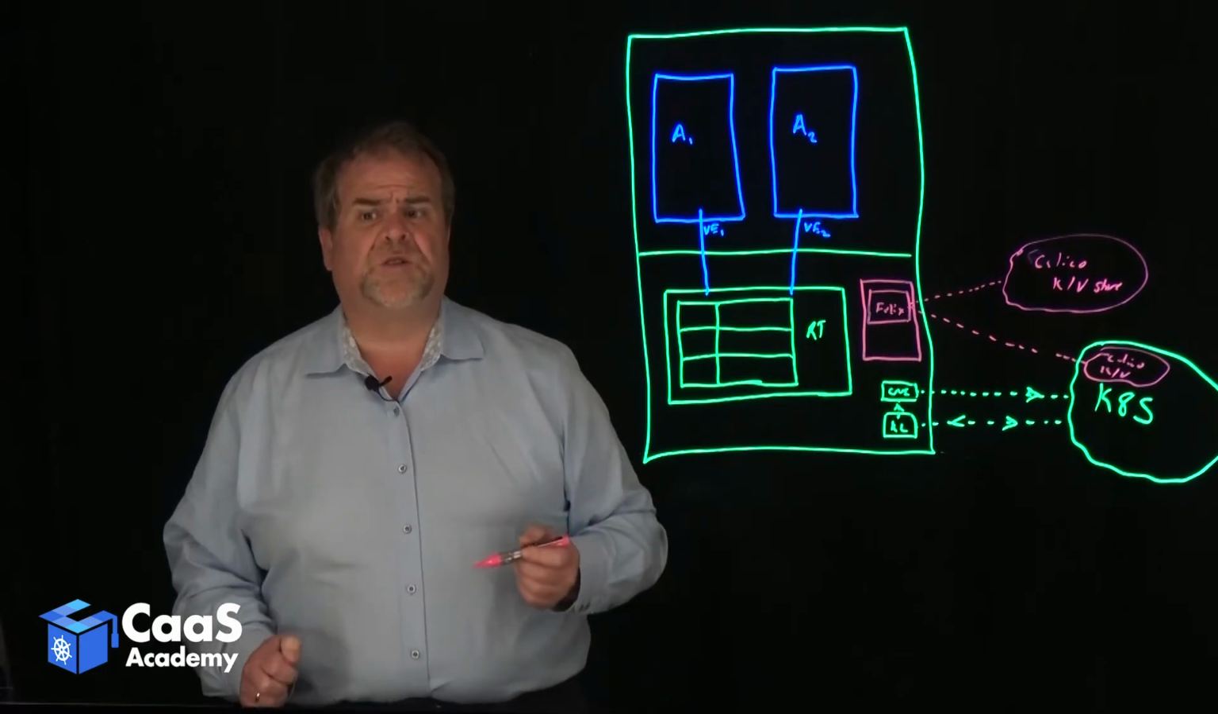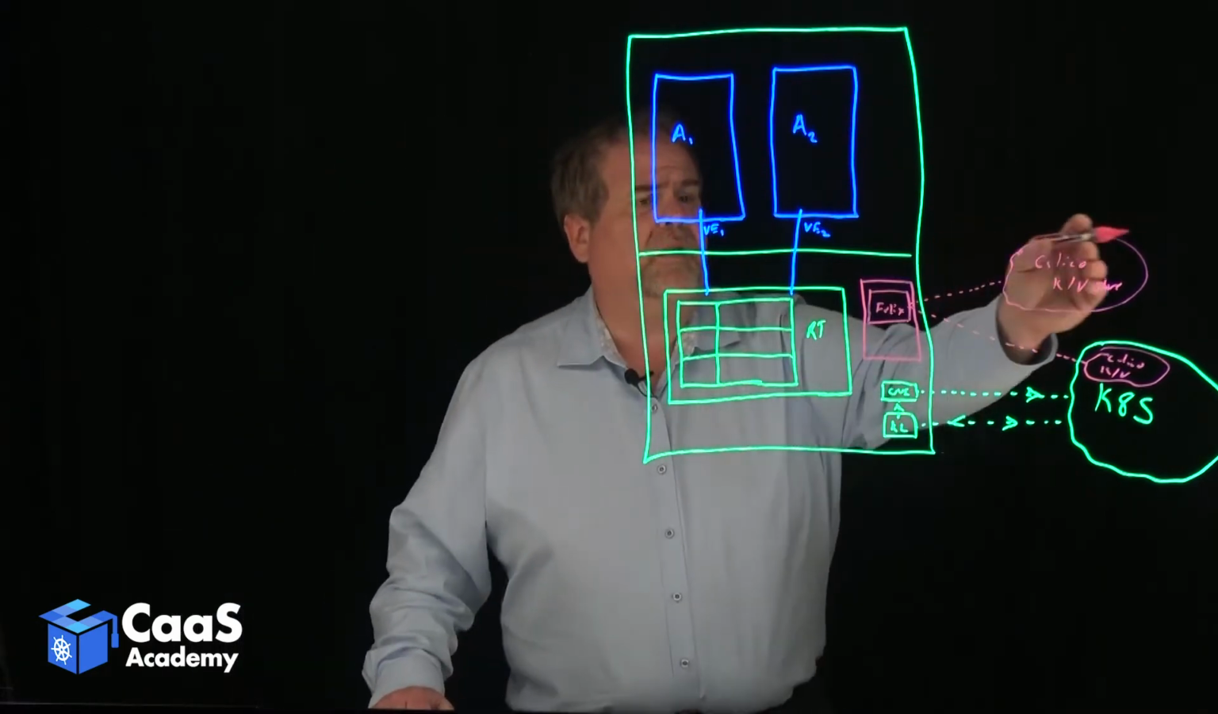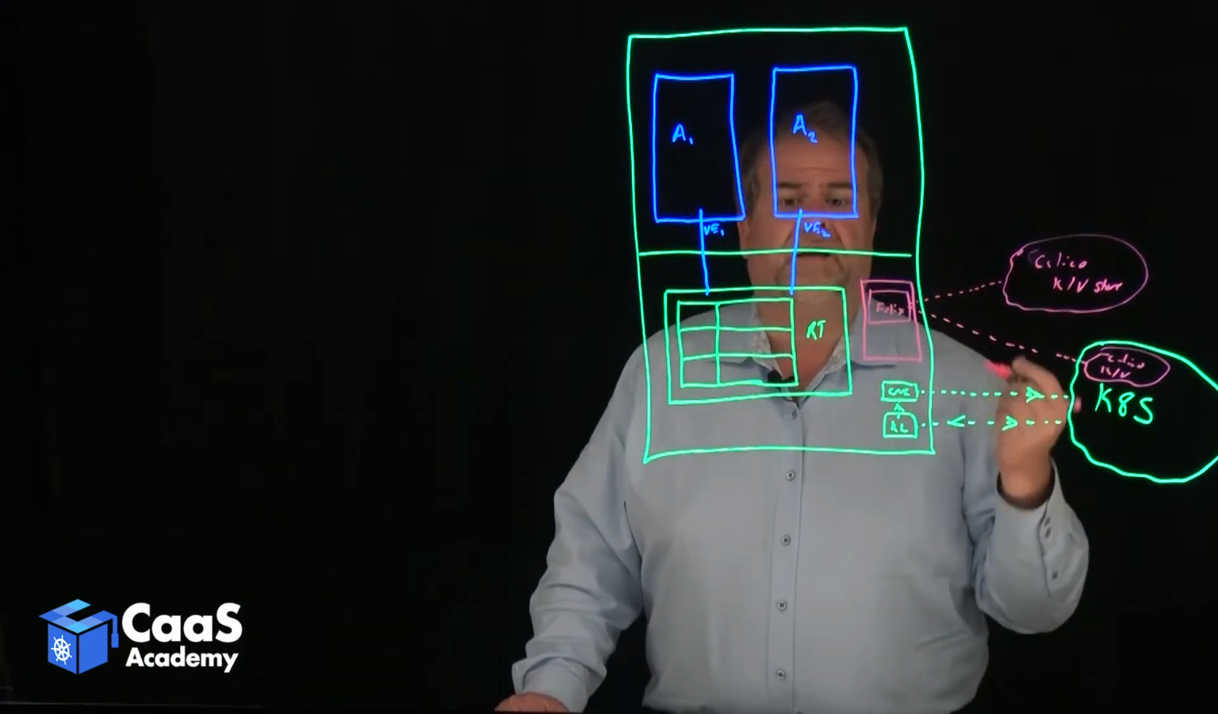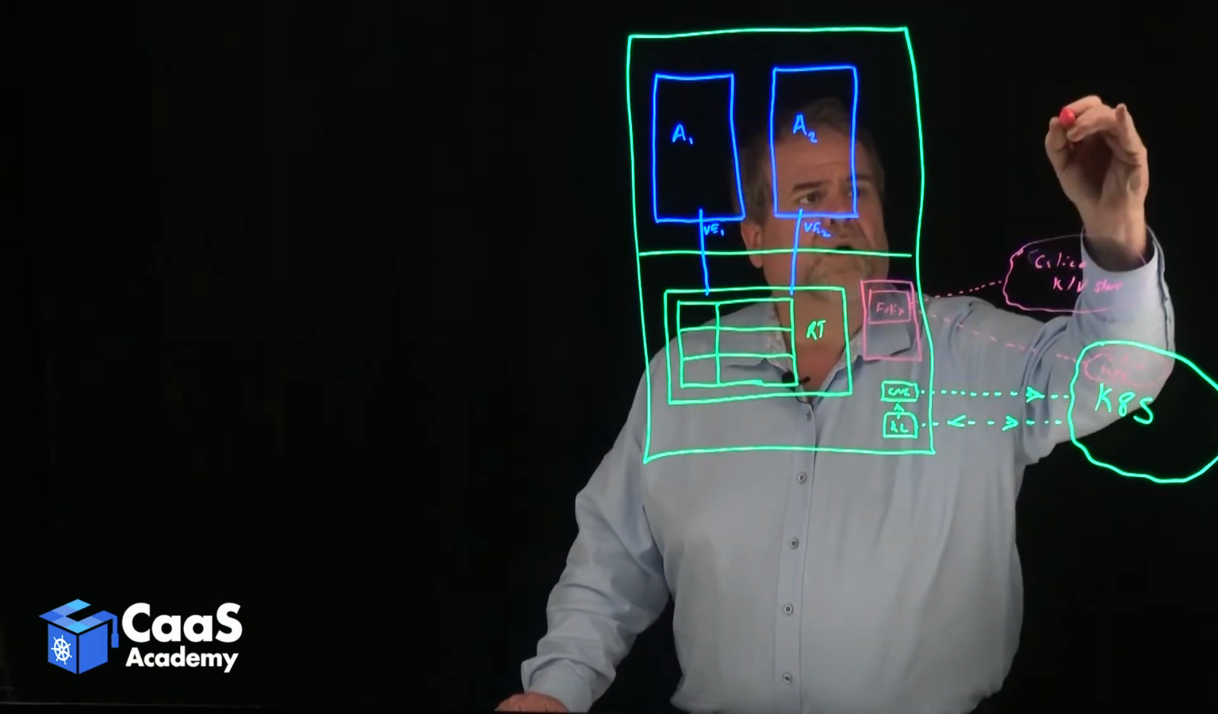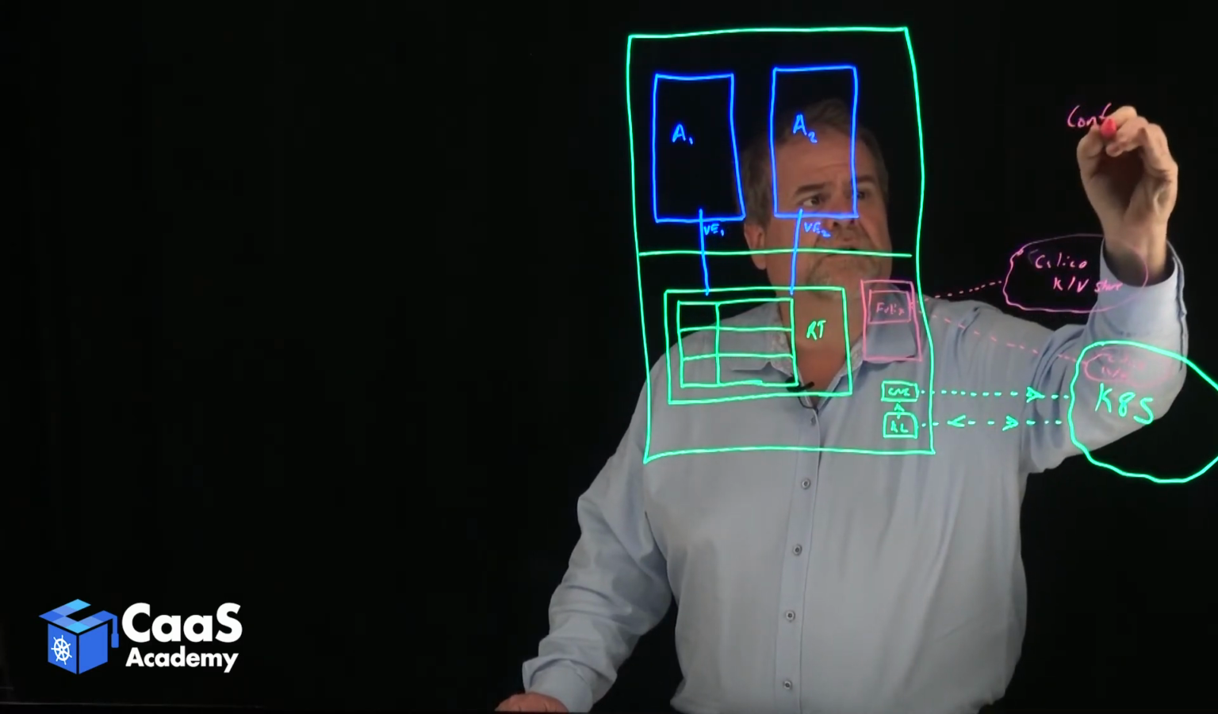Let's talk about what's stored here really quickly. In these key value stores, there are three things that are stored. One is configuration.